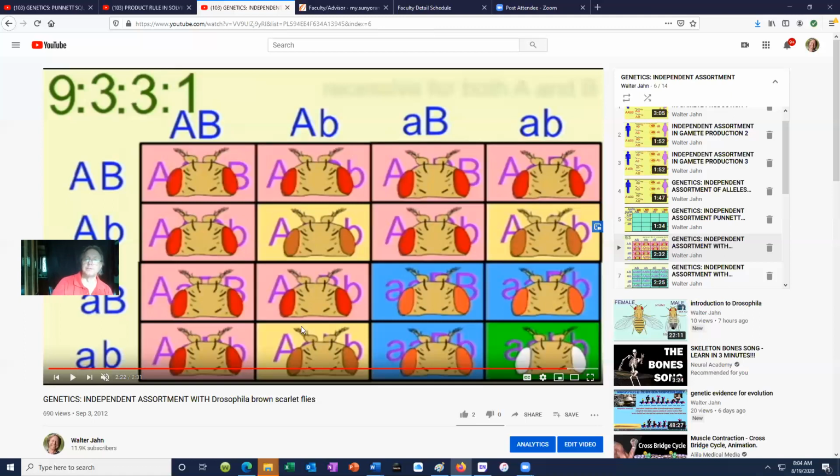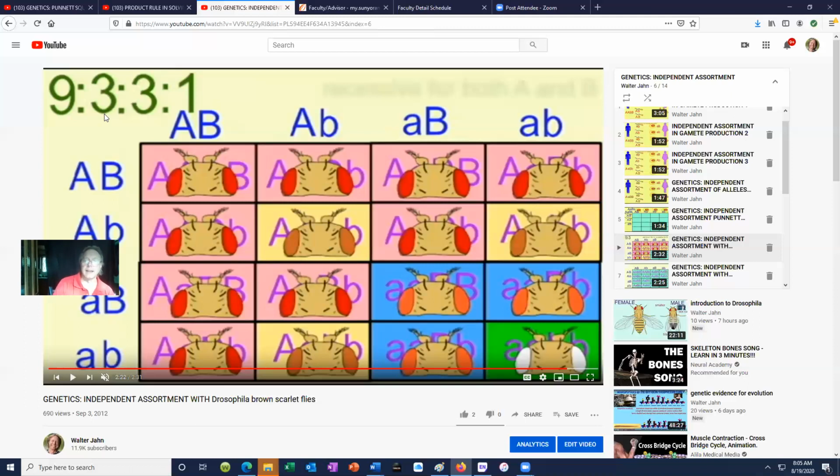Well, if it's a 3 in 4 chance that they have a dominant allele for the brown gene, and you multiply that by the odds that they have a dominant allele for the scarlet gene, so what are the odds that they have dominant for brown and dominant for scarlet, then that's 3/4 times 3/4, that's 9/16. What are the odds that they are recessive for brown but dominant for scarlet? Then that would be 3/4 times 1/4, that would be 3/16.